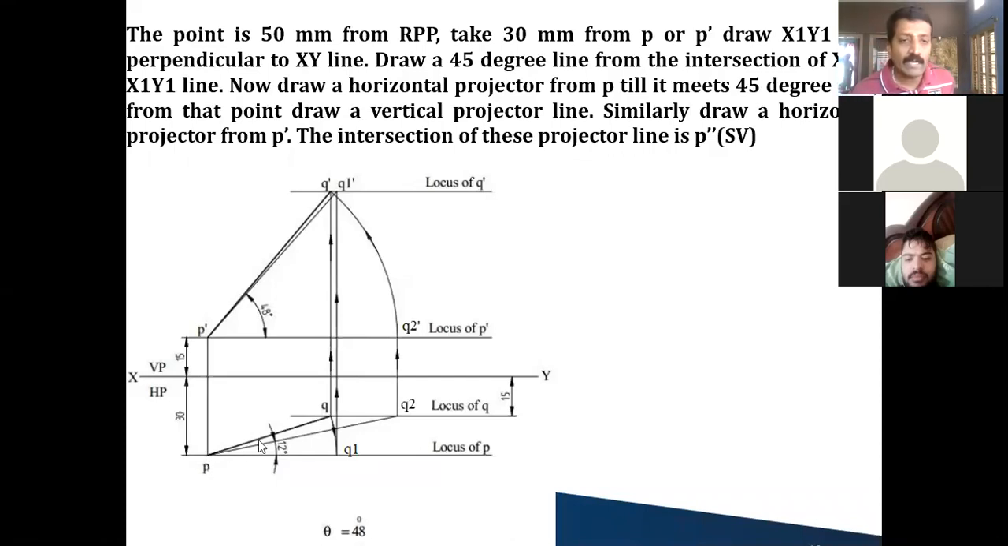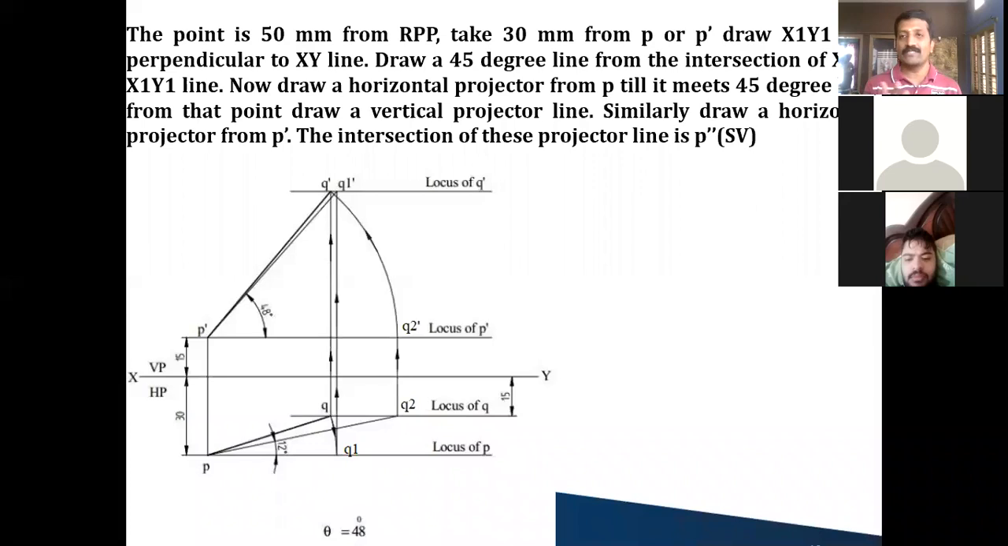So you know the apparent length, that is top view PQ. With P as the center and Q as the radius, you cut an arc till it cuts here. You call this Q1. Now from Q1, you draw a vertical projector. Wherever it cuts the locus of Q dash, you call that Q1 dash, and join P dash and Q1 dash and measure that at the end. It has to come 75 millimeter only.